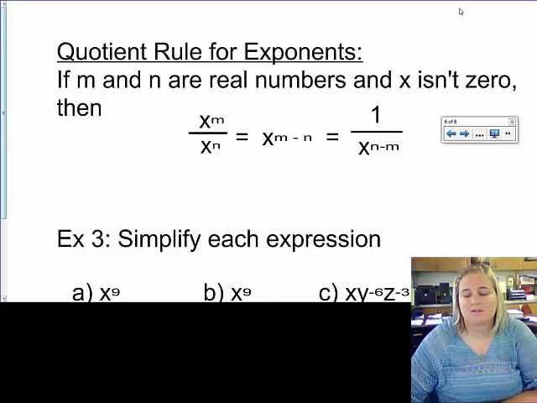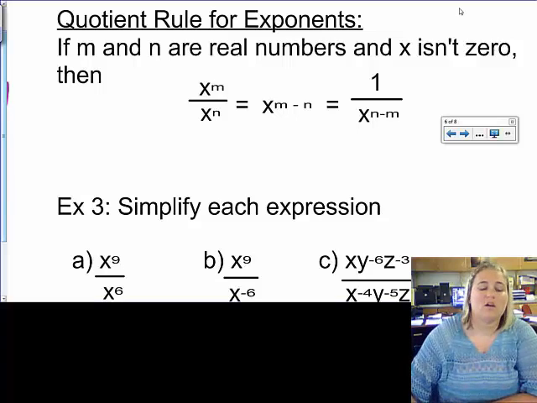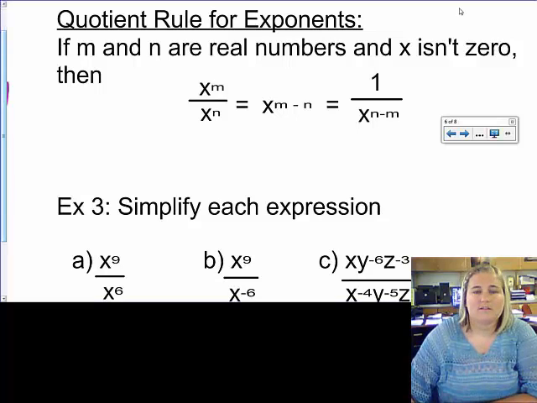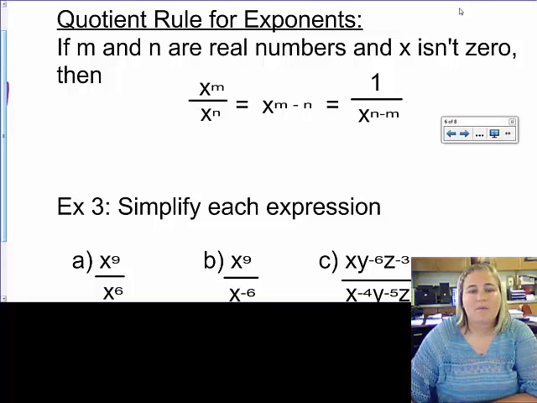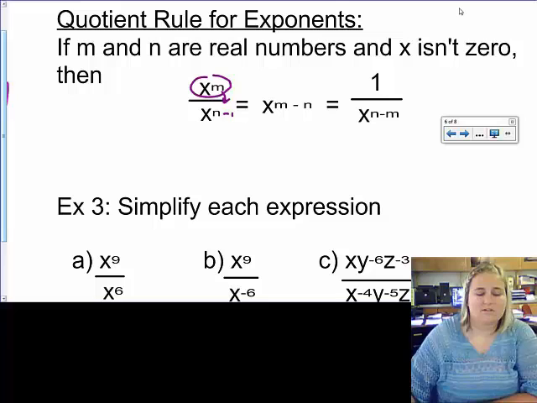So the quotient rule for exponents says that if m and n are real numbers and x isn't 0, then x to the m over x to the n equals x to the m minus n, which is equal to 1 over x to the n minus m. So what they're saying is, normally we know that whenever we're dividing with the same base, we subtract the exponents. But I can also subtract by bringing this one down. And whenever I do that, I'm going to be subtracting whatever it is. That's where they got this, because up here will now be a 1.